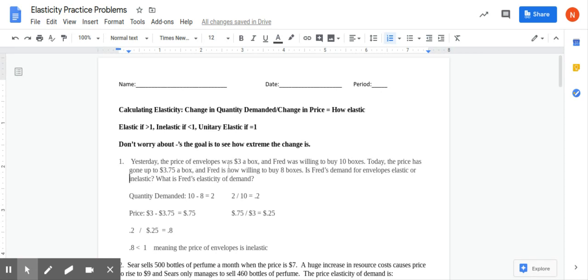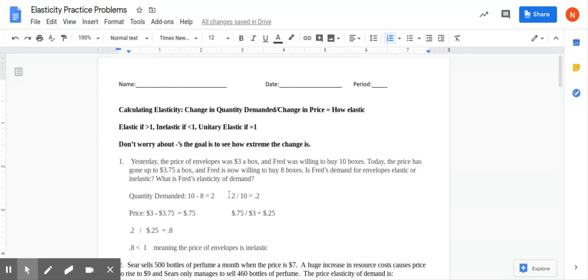So yesterday the price of envelopes was $3 a box, and Fred was willing to buy 10 boxes. Today the price is going up to $3.75, and Fred's now willing to buy 8 boxes. Is Fred's demand for envelopes elastic or inelastic? What's Fred's elasticity of demand?